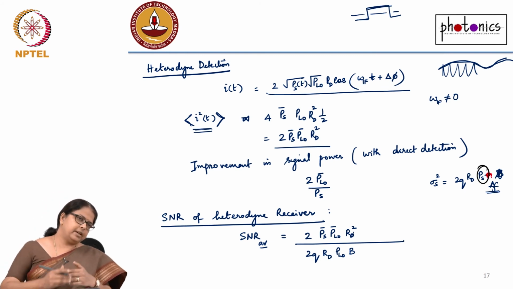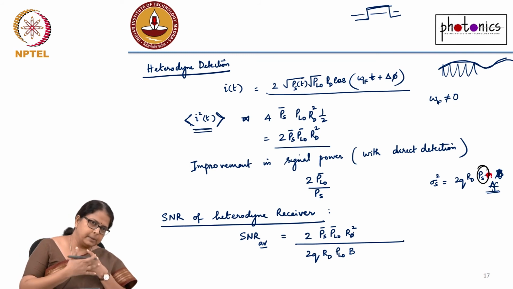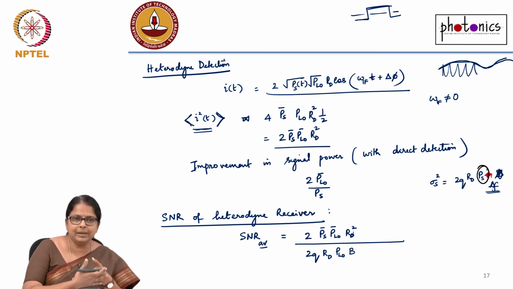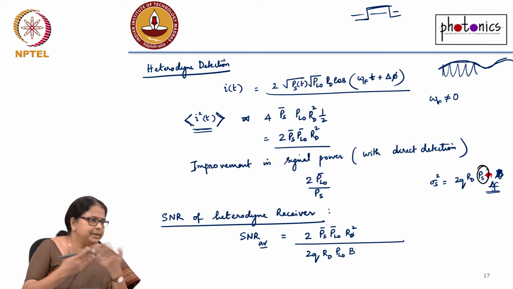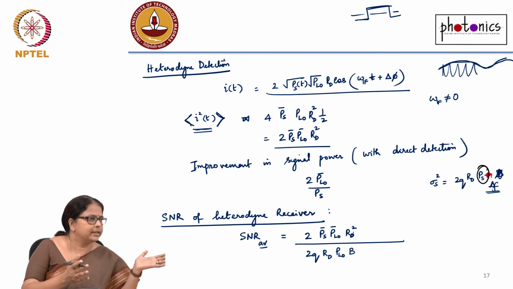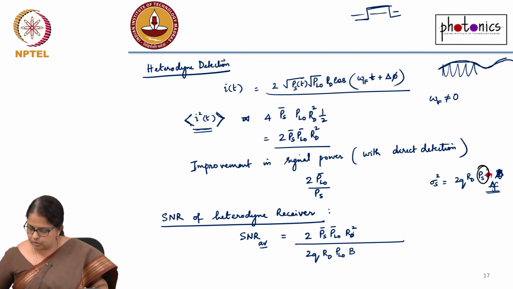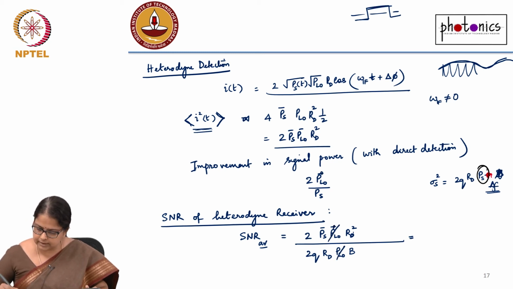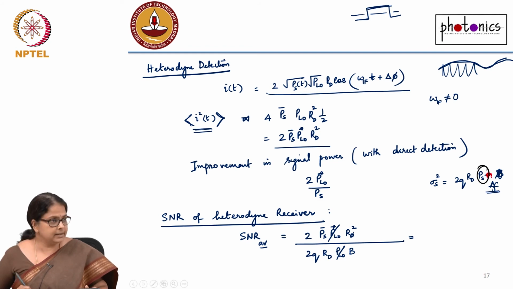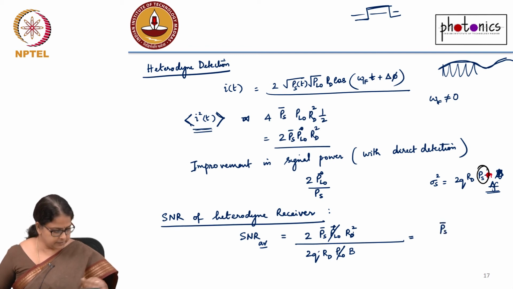Because shot noise is dependent on the optical power falling on the receiver, the optical power is predominantly, ideally I should write PLO plus PS, but PS is very small when compared to PLO, so I will just write it as PLO. Of course there was no average PLO, it is just PLO. So PLO got cancelled, so what you have is PS times RD divided by Q times, instead of bandwidth I will put delta F.